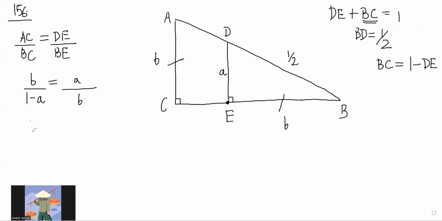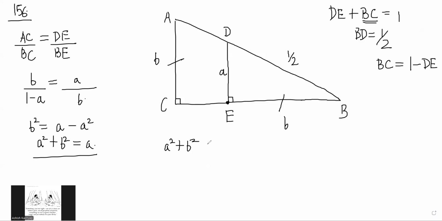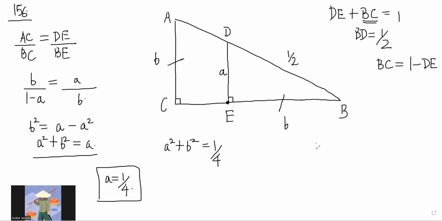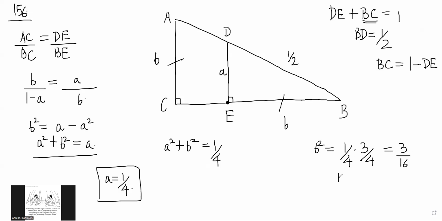So you're getting B square is equal to A minus A square. So you're getting A square plus B square is equal to A. And by Pythagoras theorem, you have A square plus B square is equal to 1 by 4. So you are immediately getting A is equal to 1 by 4. If we put A as 1 by 4 in this, we get B square is equal to 1 by 4 into 3 by 4, so 3 by 16. So B is equal to root 3 by 4.